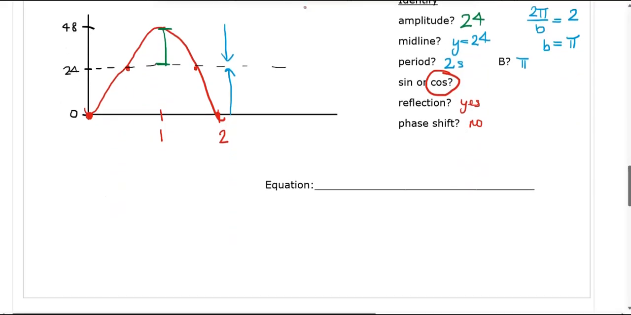So now I can go ahead and create the equation. So y equals amplitude. It's going to be the a, so then it's going to be negative 24. So I've got the reflection, that makes it negative. 24 is my a. And then we determine this is cosine. And then it's b, so that's pi times t. Now we don't have a phase shift, so there's no h. And the midline, 24, is exactly what I'm going to add here at the end, plus 24.